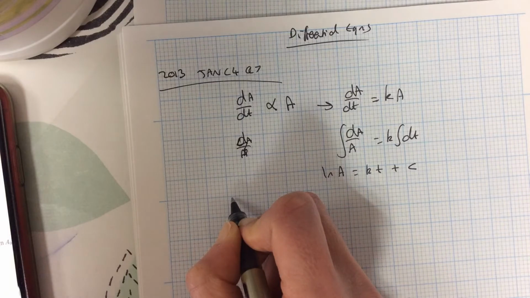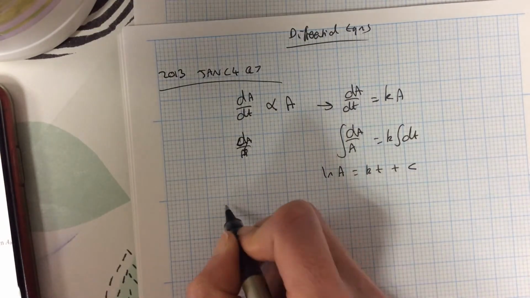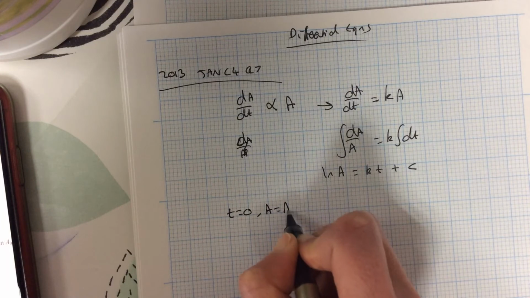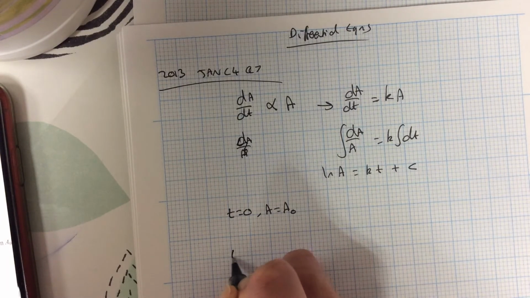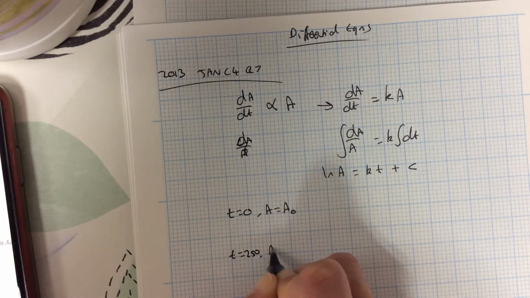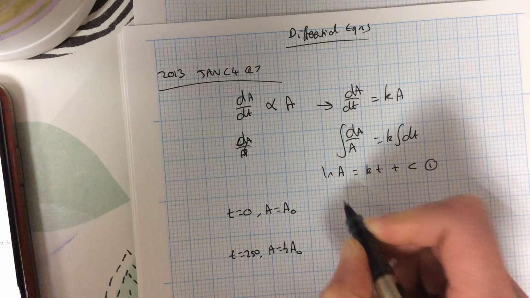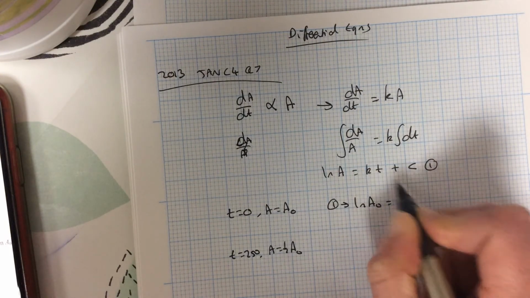let's have a look here, the half-life. Right, so we need to get a starting position. This is a very tricky question. So when t is 0, let's say the amount was A0, that means the half-life. So when t is 250, A will be a half A0. So those are the values I'm working with. Equation 1 becomes log A0 equals 0 plus C.